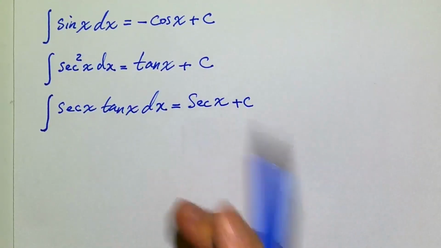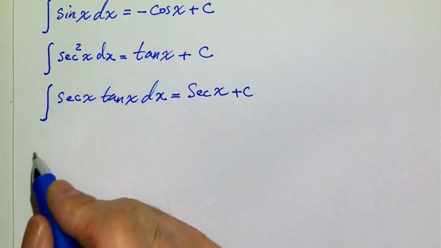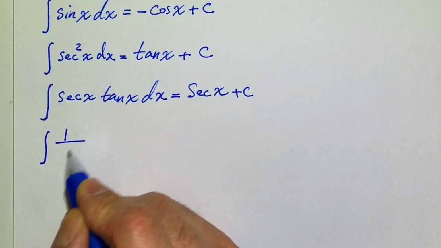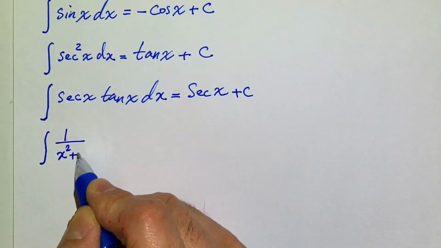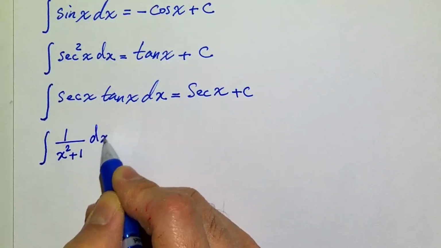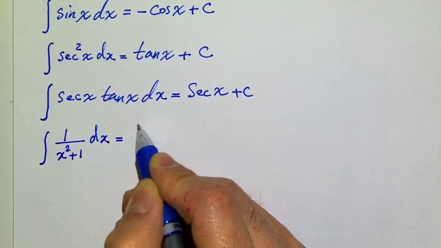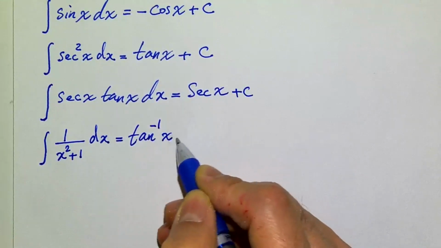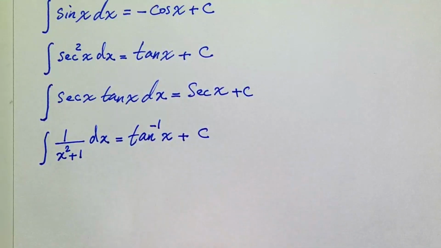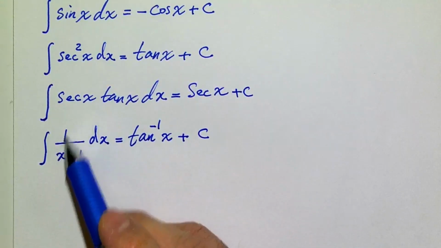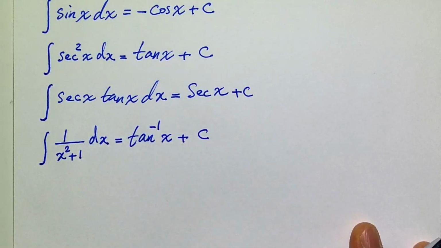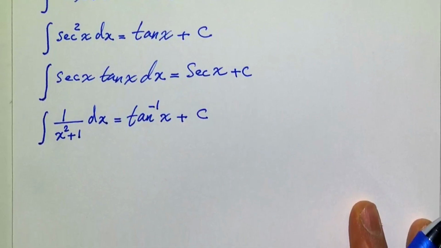Okay, so the next one is 1 over x squared plus 1 dx is equal to inverse tangent of x plus c. So isn't that neat? 1 over x squared plus 1 has the inverse tangent as its antiderivative.